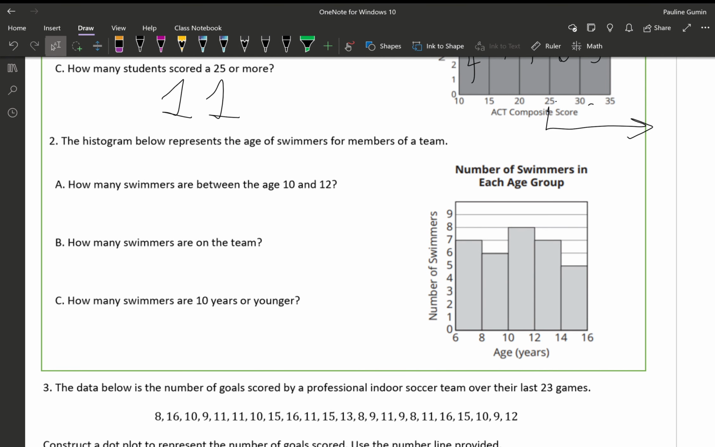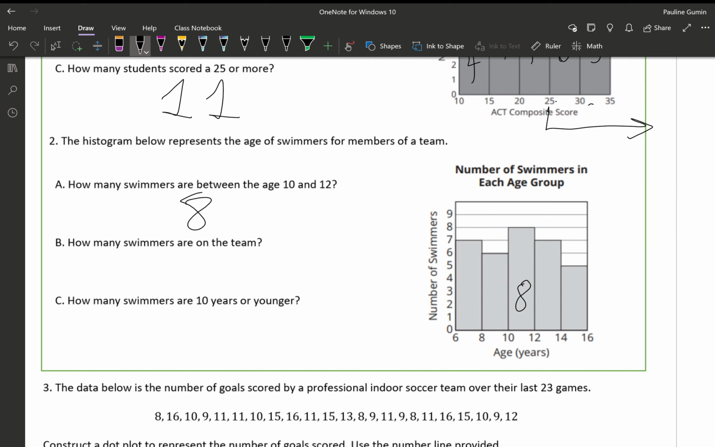Okay, number 2. This histogram shows ages of swimmers on some team. Letter A asks us how many students are between 10 and 12. Let's locate that interval. From 10 to 12, we've got 8 swimmers.